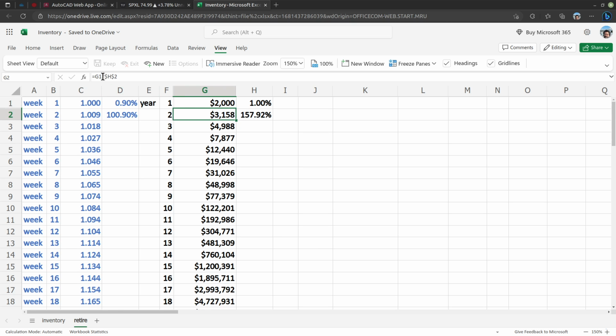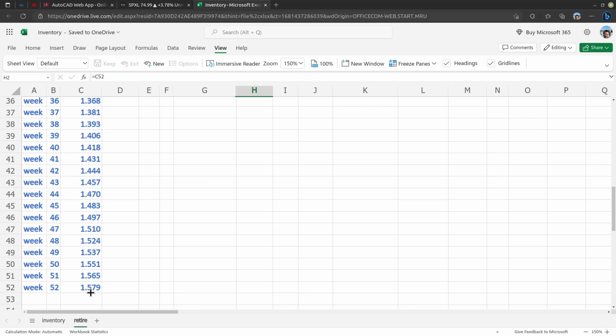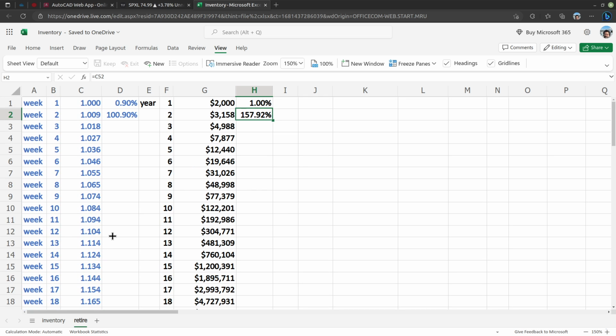See that? G1 is this, and H2 is this, H2 right there. That's the formula for that. C52, which is the one, C is here all the way down. 52 is this. I'm just going slow so you can copy it if you want. That's just 1%.